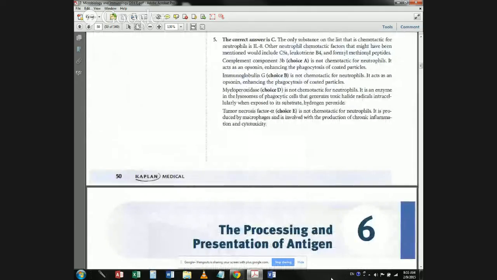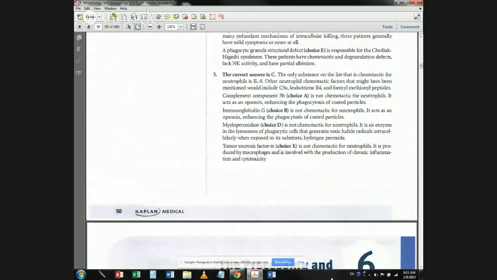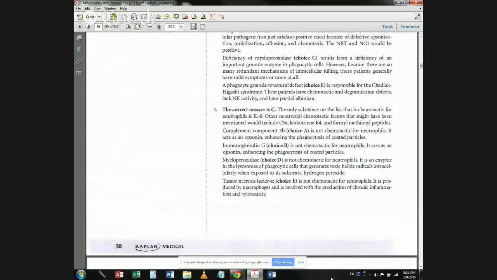The correct answer is C. The only substance on the list that is chemotactic for neutrophils is IL-8. The other neutrophil chemotactic factors that might have been mentioned would include C5a and leukotriene B4. We didn't mention that. And formyl methyl peptides. Complement component 3B is not chemotactic for neutrophils. It acts as an opsonin, enhancing phagocytosis of coated particles. Immunoglobulin G is not chemotactic for neutrophils. It too acts as an opsonin, enhancing the phagocytosis of coated particles.